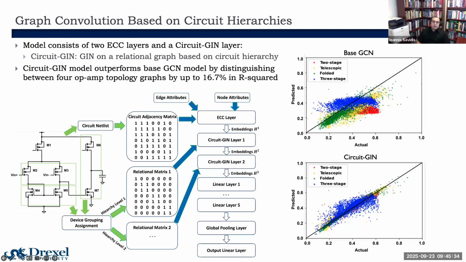It turns out that the circuit GIN model outperforms the base GCN model. And again, on the graphs, you want all the points to be on that diagonal line where the predicted and actual values overlap. So for a little bit more detail here, we trained the GIN model to distinguish between four topologies, where the data set consists of data from the four different op-amp topologies. And this model allows for the simultaneous training and prediction of these different topologies that include a different number of features and nodes in each circuit.